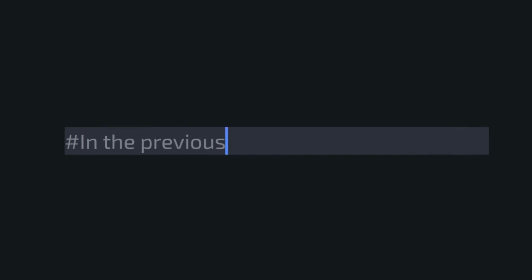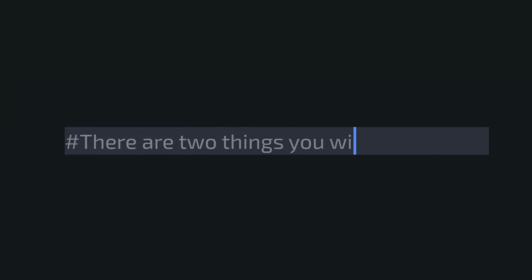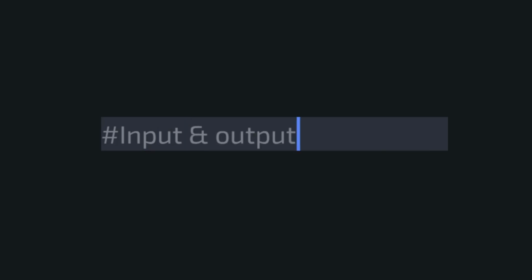In the previous lesson, you learned about variables and data types. Now it's time to make your Python programs interactive. In programming, there are two things you will use all the time: input and output. Let's make this very simple. Output is what your program shows to the user. Input is what your program receives from the user.